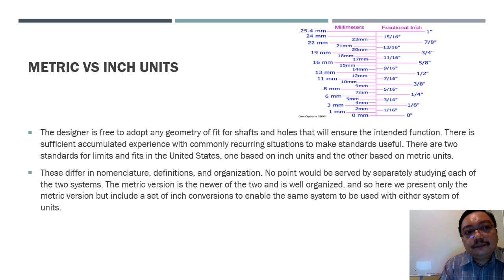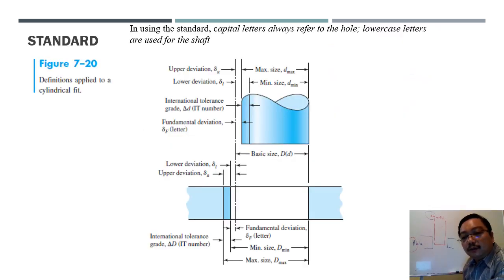So this standard applies to all. Given there are two, one is a hole and one is a shaft. The standard says that you always use the capital letter to represent the hole and the small letter to represent the shaft. This is the hole, so you put the capital letter to represent the hole, and this is a shaft, so you put the small letter to represent the shaft.